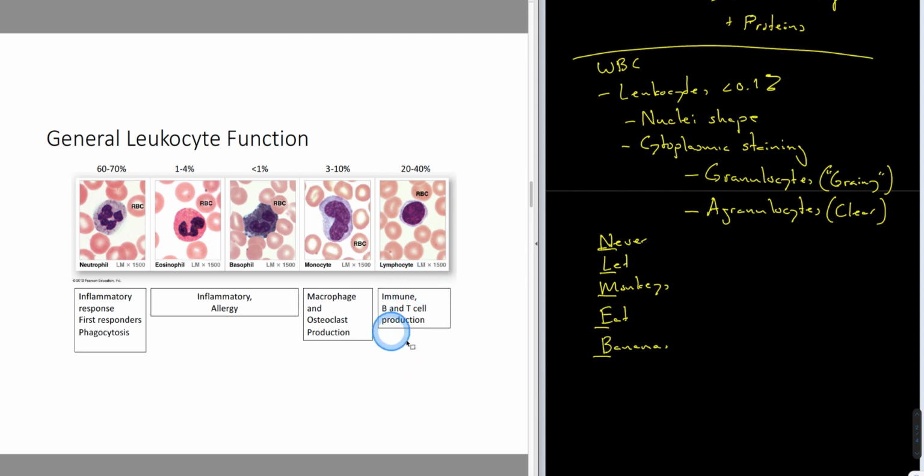Finally, our lymphocytes. We'll deal with more detail of lymphocyte function in the lymphatic system. They're our major immune response. We call this our adaptive immune response, and they create our B and T cells.